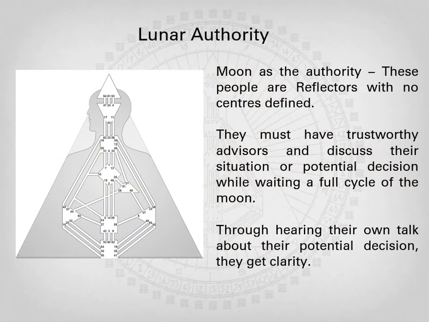And finally we have the lunar authority. It is only the reflectors with no centres defined who have this authority. Like the mental projectors, it is important for reflectors to have people around them, trusted advisors with no agenda of their own, to use as sounding boards, because they also need to hear their own words as they wait for a full cycle of the moon to achieve clarity.